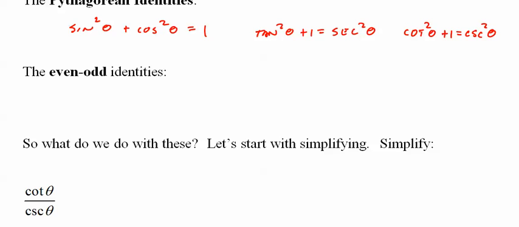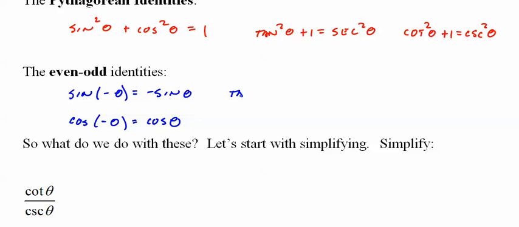And then the even-odd identities, which are a little nastiness that we can throw in there. Sine of negative theta equals negative sine of theta. Cosine of negative theta equals cosine of theta. I think that's all you're going to need to know. But while we're at it, tangent of negative theta equals negative tangent of theta, and secant of negative theta equals secant of theta.